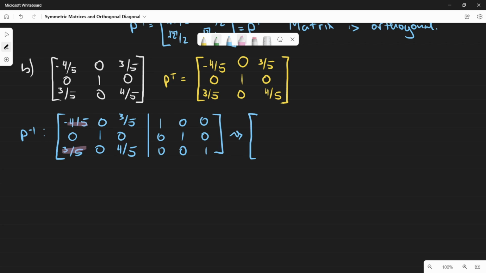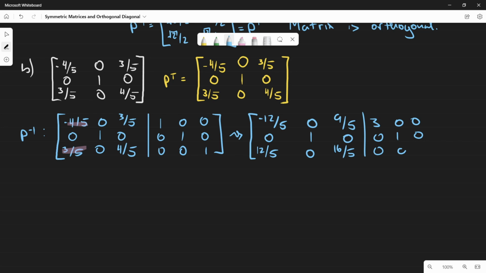Point is, the first row we are going to multiply by 3, second row we're going to multiply by 4, so what we end up getting, this will be negative 12 fifths, 0, 9 fifths, and then the second row remains unchanged. This will become 12 fifths, 0, 16 fifths. And so we multiply this side by 3, this one remains unchanged, and then the other side by 4.